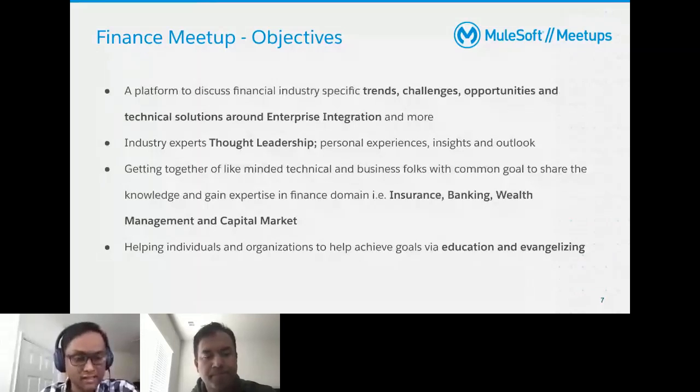The first thing is that it provides you a platform to discuss the latest finance industry-specific trends, the challenges that the organization is facing, both within and outside of the organization, the different opportunities that lie in front of the organization, and the technical solutions around the enterprise integration platform.